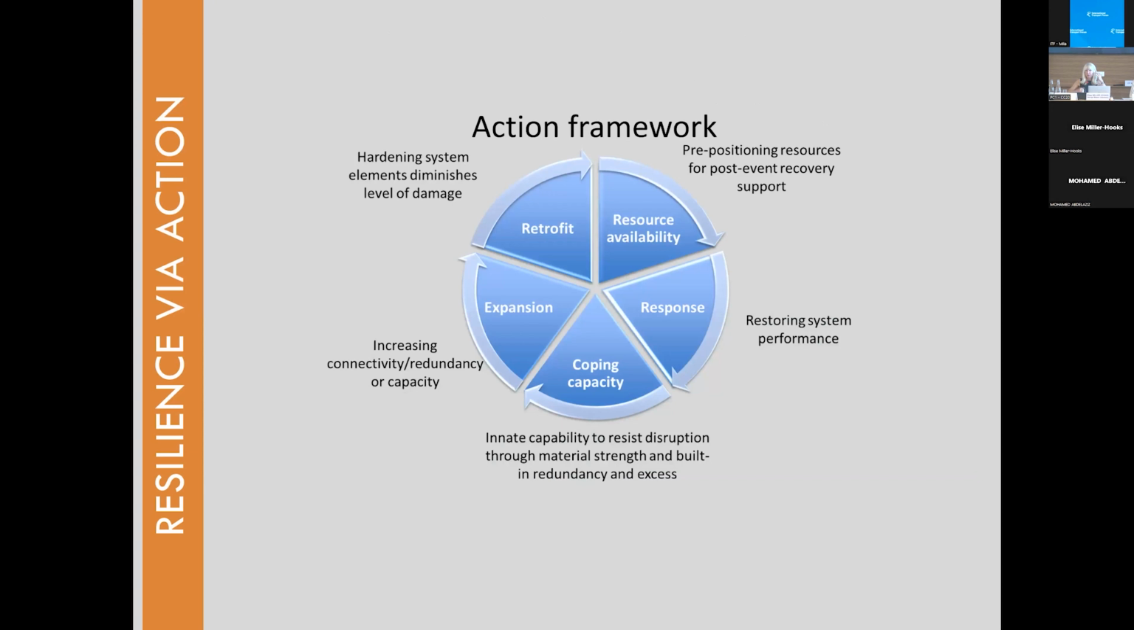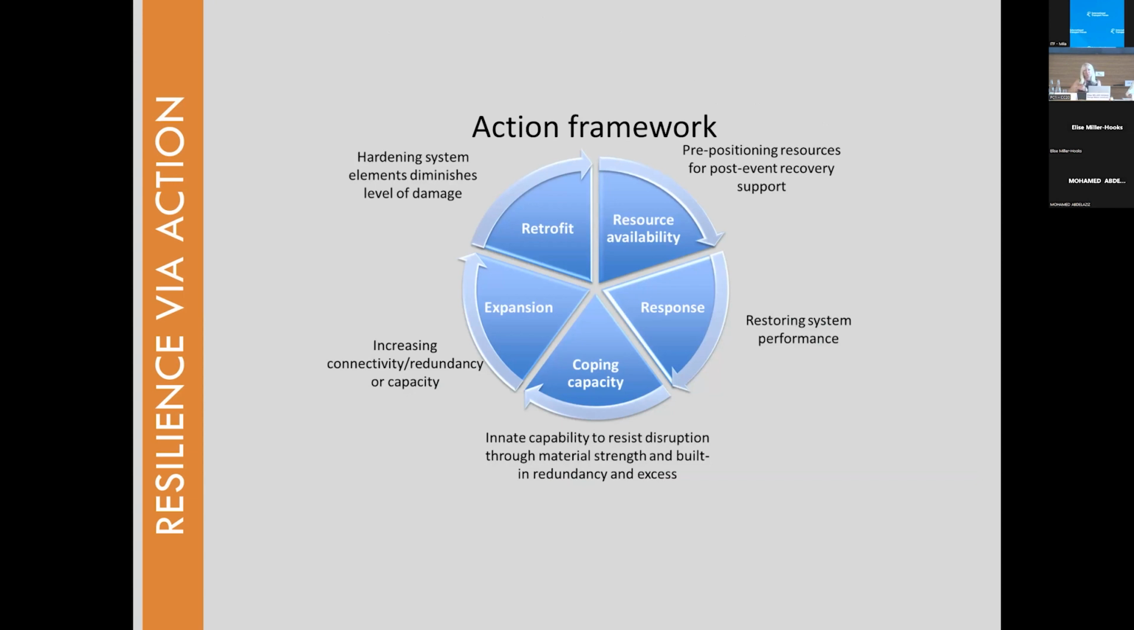I also think of this from an action framework perspective. So on the left side, you'll see things that you do before the event. First, there's the natural coping capacity of your system, how you built it, how we structured it, the things we were talking about, that we built it in a certain way, and it's going to have certain redundancies already. We then can take actions to make it more resistive, like hardening actions, so that it diminishes the impacts of some kind of event, and then increasing redundancy or capacity to give us more buffer. Those are all pre-event actions.